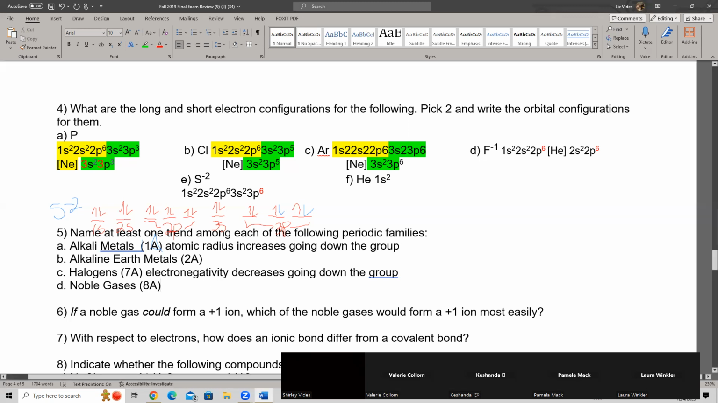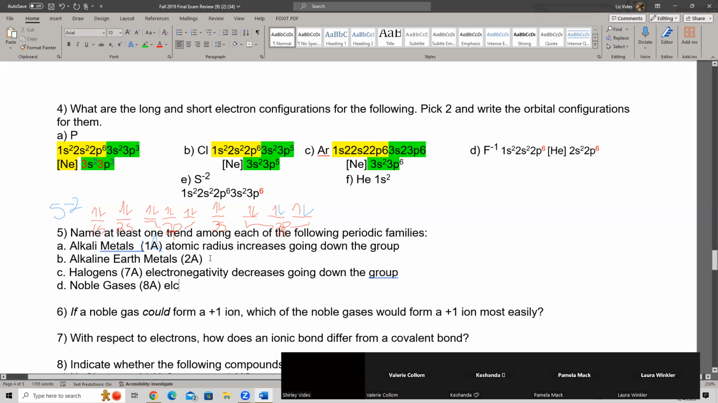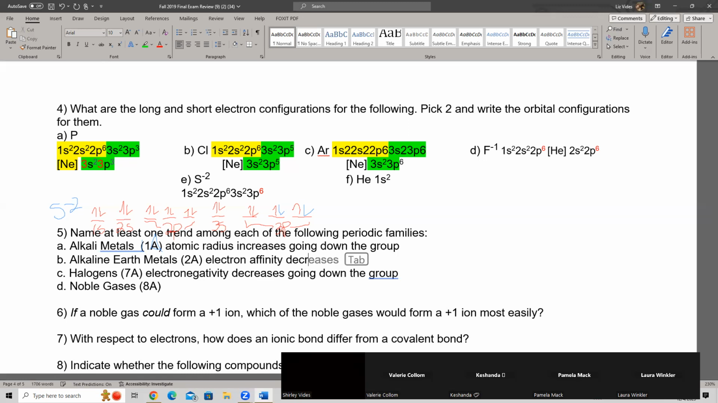Okay, so 8A, we can say that electron affinity, that's the one I was trying to think of. All right, so electron affinity, that's, no, that's for 2A. I started typing in the wrong one. Okay, so this increases, decreases, up to you. I'm just going to keep going down the group, so it's going to be decreases going down the group, okay?